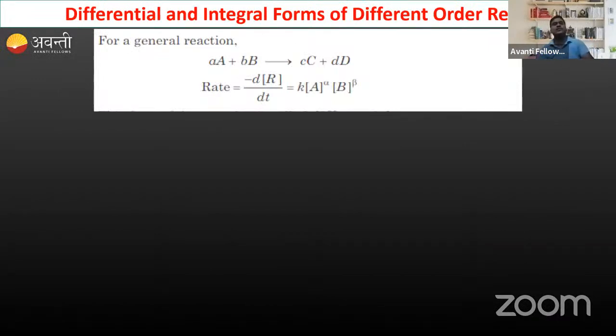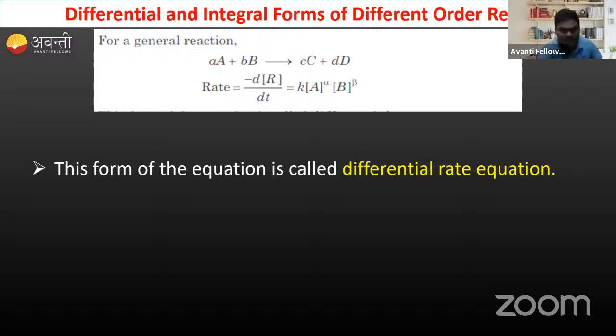Now we are going to see the differential and integral forms of reactions of different order. For the general reaction, A and B give us C, the rate is nothing but -dR/dt, which is equal to k[A]^α[B]^β. This form of the equation, where rate is equal to negative dR by dt, is called the differential rate equation.